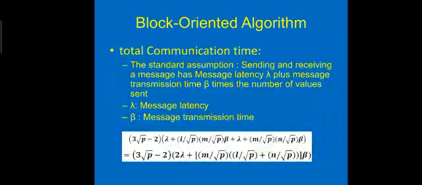So the total communication time for this algorithm, for sending and receiving a message, is the message latency lambda plus the message transmission time beta times the number of values sent. So that's all about matrix multiplication on multiprocessors and multi-computers.